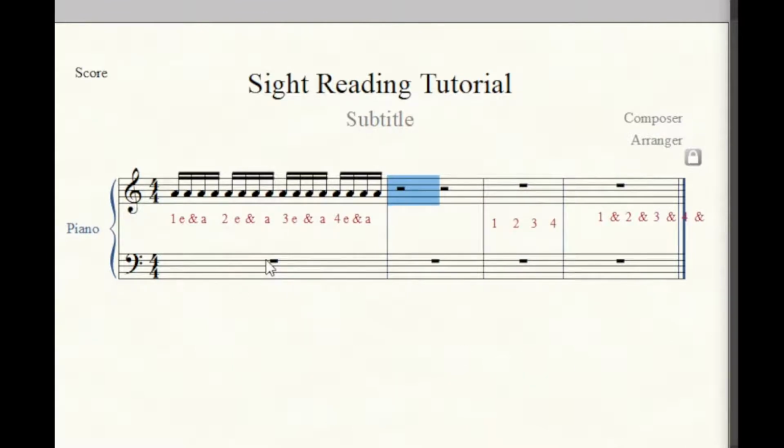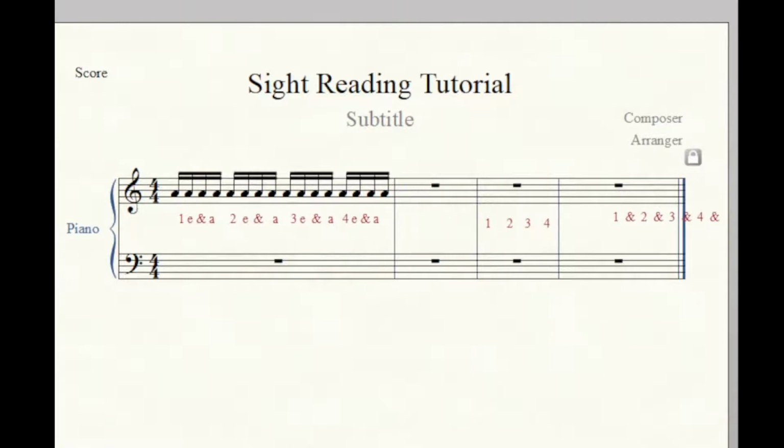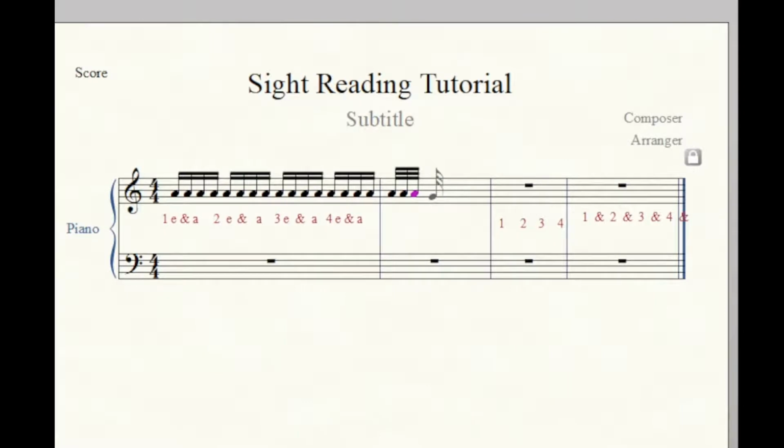So notes can be subdivided into even smaller notes. These are 16th notes, and you would count these 1 E and a, 2 E and a, 3 E and a, 4 E and a. And there are even smaller 32nd notes. But we're not going to get too concerned with those for right now. For right now, we're just going to end with 16th notes.